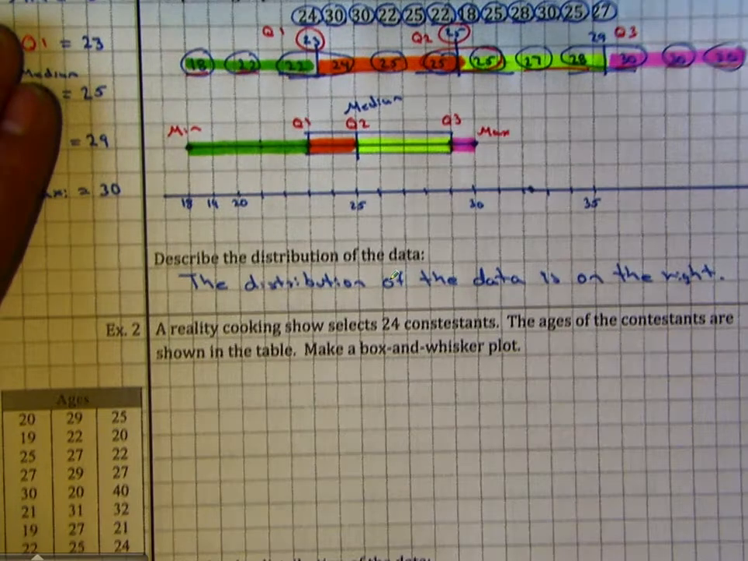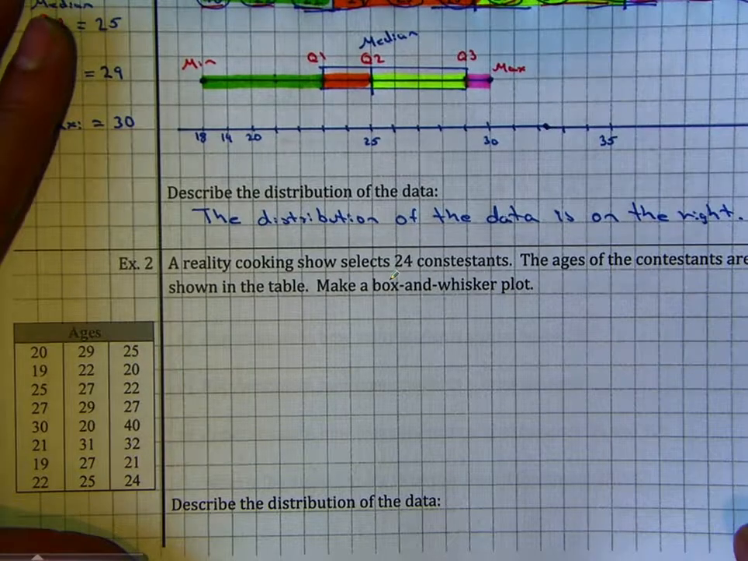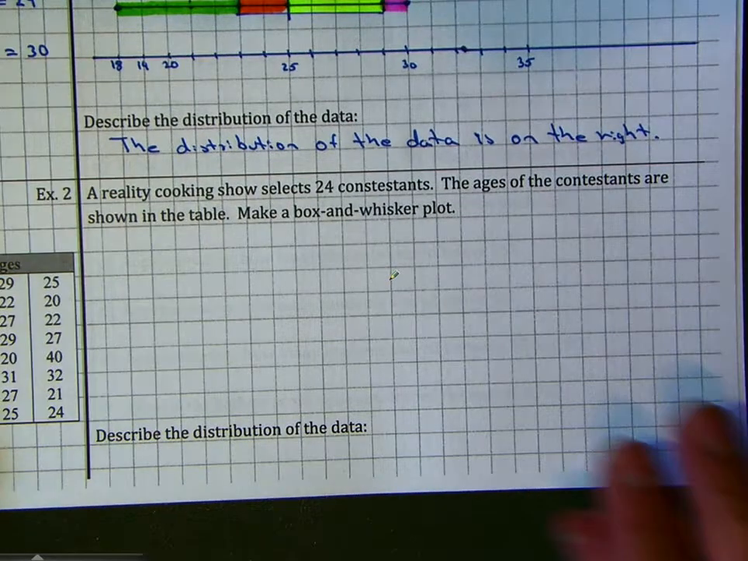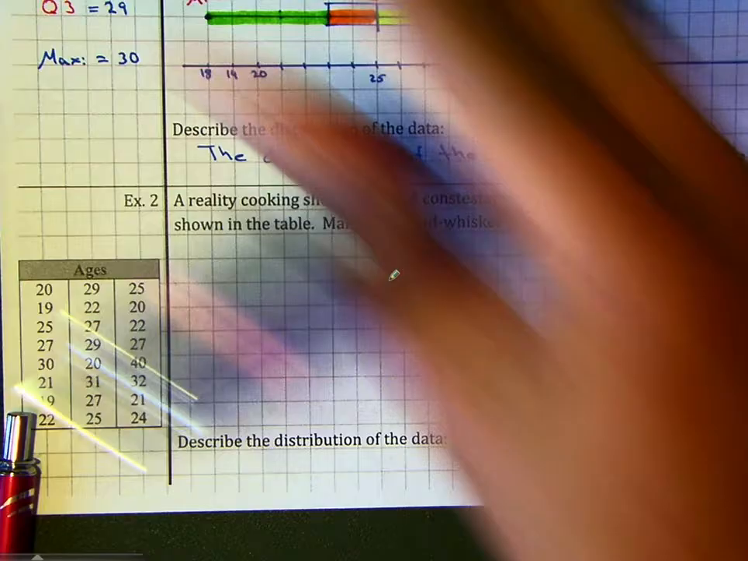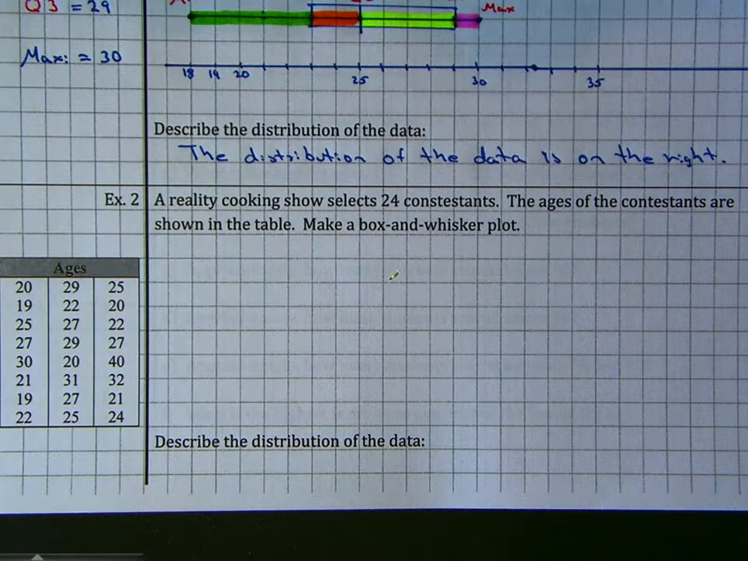The box is on the left. I should place it a little higher. Go and pause it, copy it down, and then we can start once you are ready.